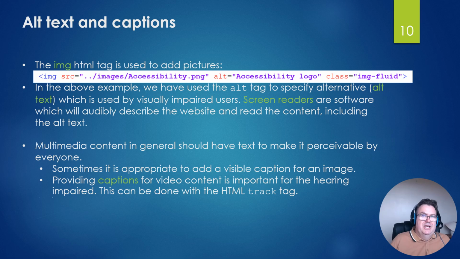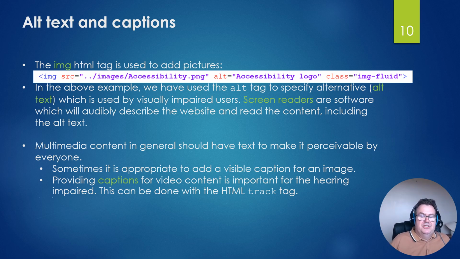So a screen reader would read out that alternative text to somebody that was visually impaired and just say it's an accessibility logo. You can get much more rich descriptions than that for images, obviously. So in this example, we've used the alt tag to give the alternative text. The screen readers, they'll describe the website in general, read the content, read the alt text.